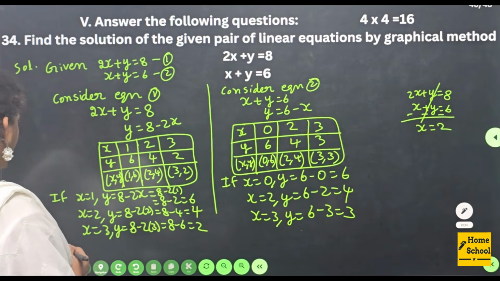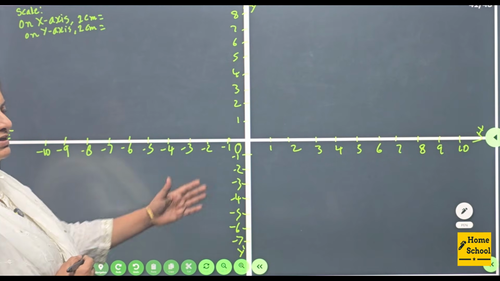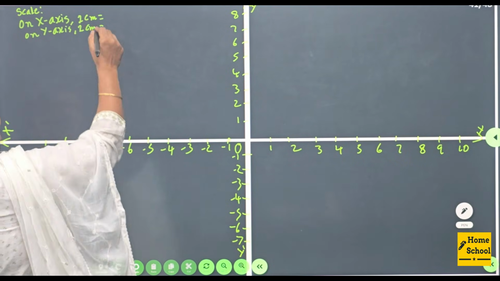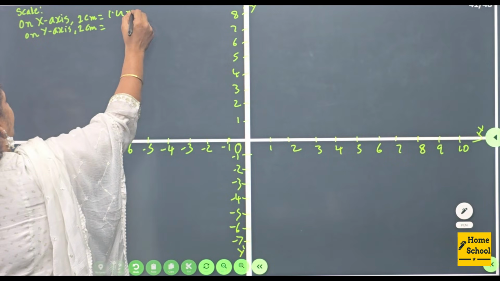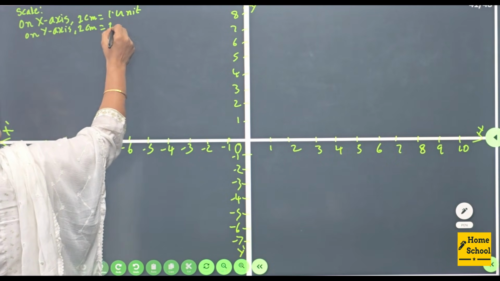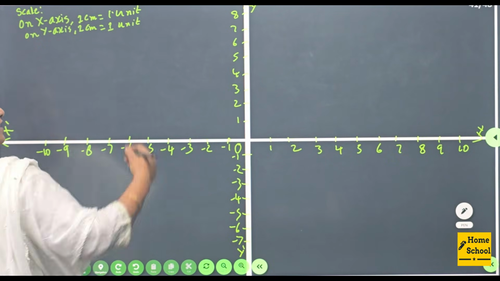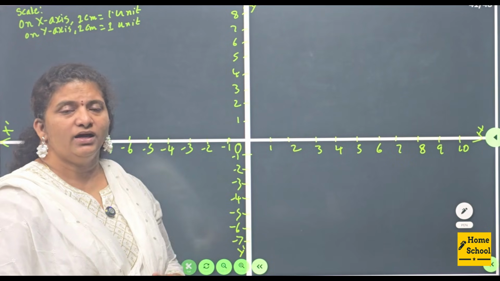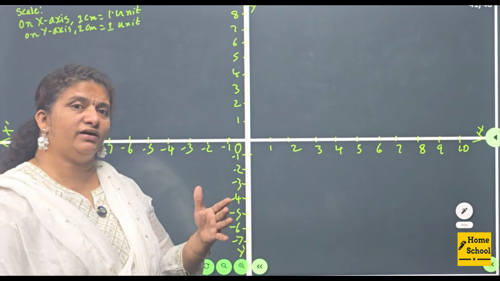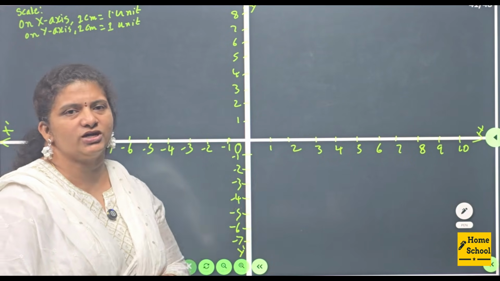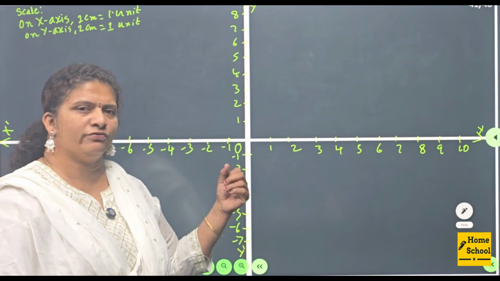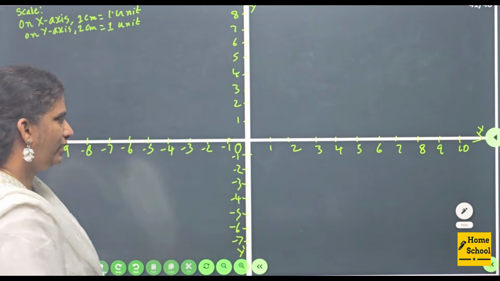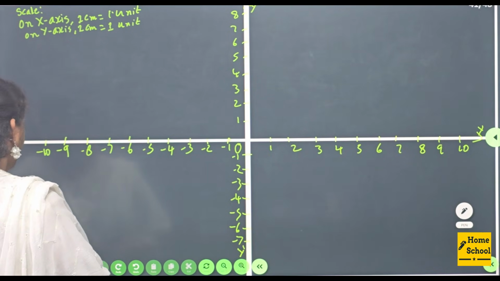Now adjust your scale in such a way that on the x-axis 1 centimeter is equal to 1 unit, which is enough, and on the y-axis also 1 unit is more than enough, because we need only up to 6 and 8. It is possible that if you are having 20, 30, then we need to adjust your scale. 1 centimeter is equal to 5 units or 10 units, like that we need to change the scale. Right? Now see the table.